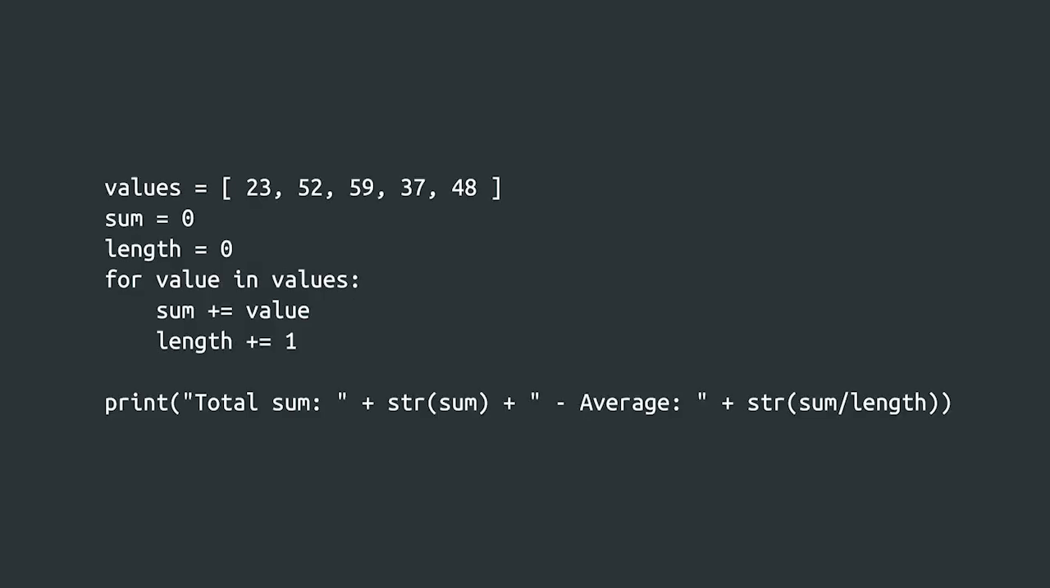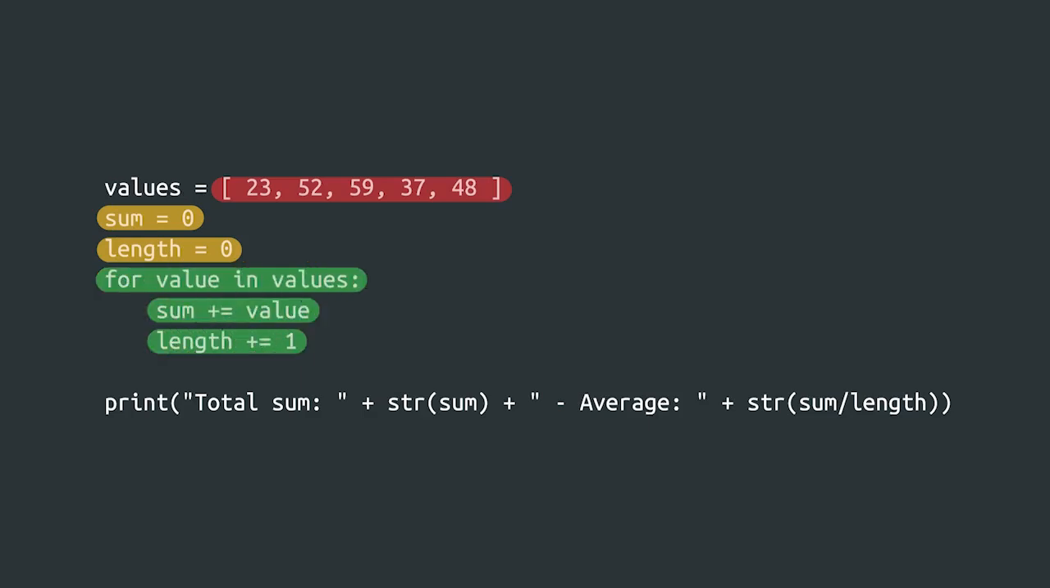For example, we could iterate over a list of numbers to calculate the total sum and average. Here's one way of doing this. Here, we're defining a list of values. After that, we're initializing two variables, sum and length, that will update in the body of the for loop. In the for loop, we're iterating over each of the values in the list, adding the current value to the sum of values, and then also adding 1 to length, which calculates how many elements there are in the list. Once we've gone through the whole list, we print out the sum and the average.